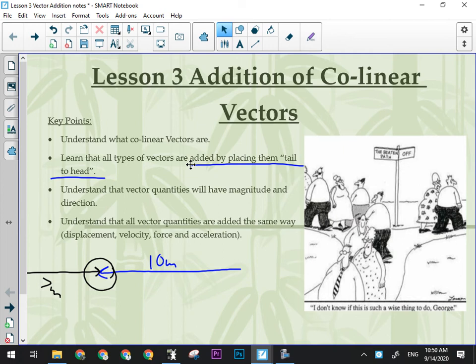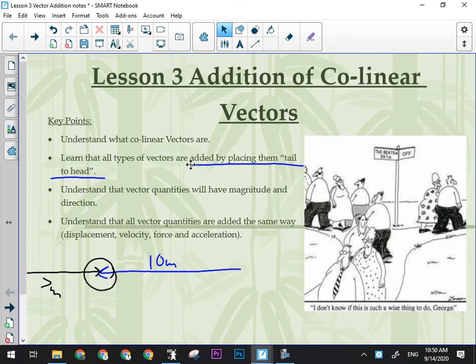All vector quantities obviously have magnitude and direction. You learned that in Science 10. We reviewed it day 1 of this course. All vector quantities are added in the same way. It doesn't matter whether these are displacement vectors, velocity vectors, force vectors, or acceleration vectors. All vector quantities are added exactly the same way. All that's different at the end is what units you put on.